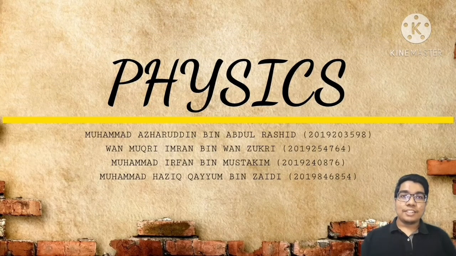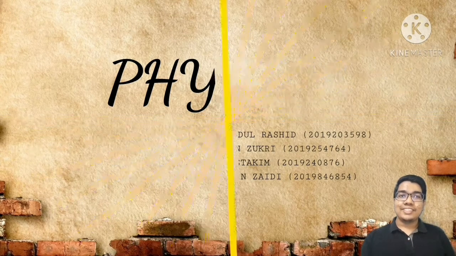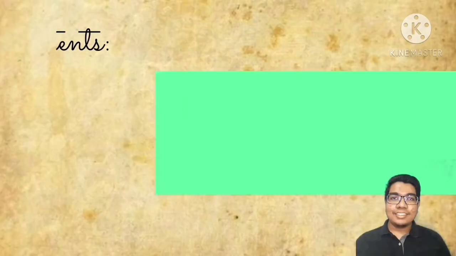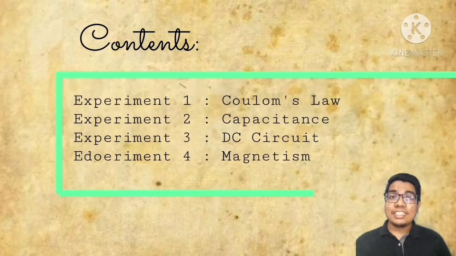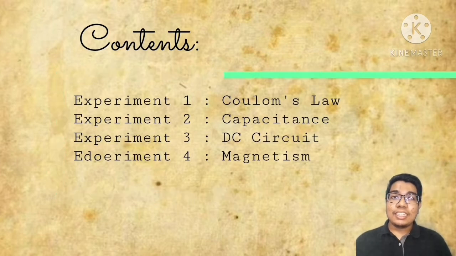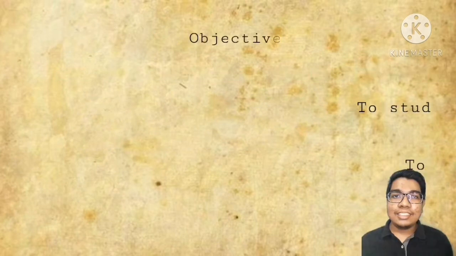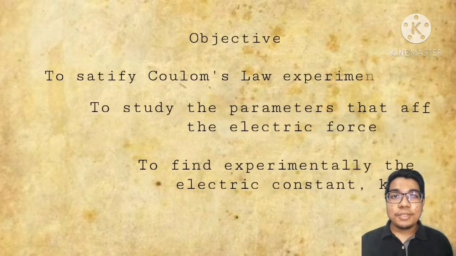My name is Azharuddin Rashid and today we are going to present to you about the laboratory of PHY150. There are 4 experiments in this video. The first one is Coulomb's law, the second one is capacitance, the third one is DC circuit, and the last one is magnetics. Let's continue with the first experiment.